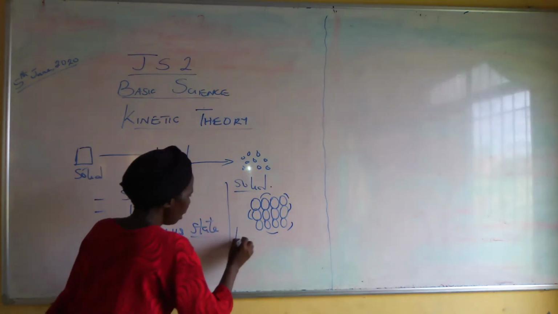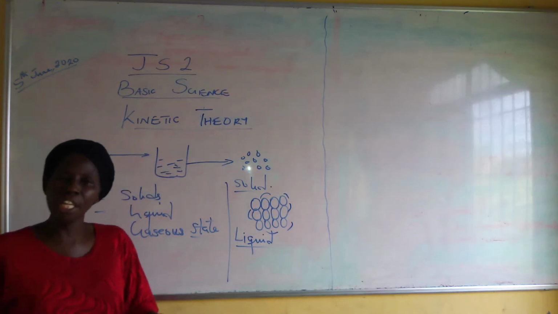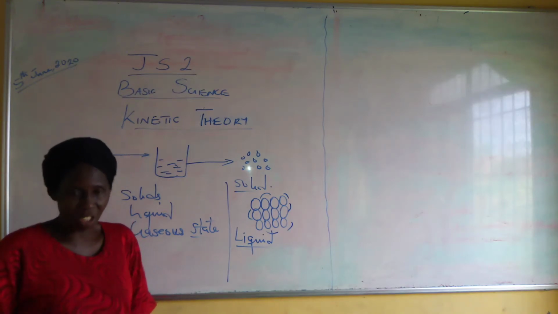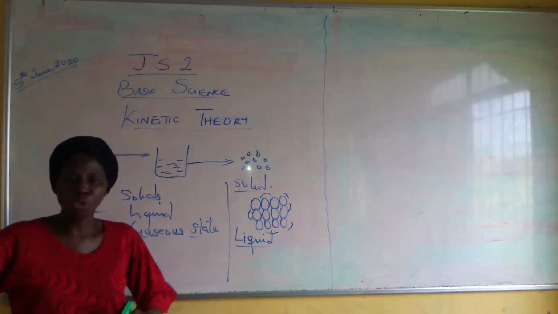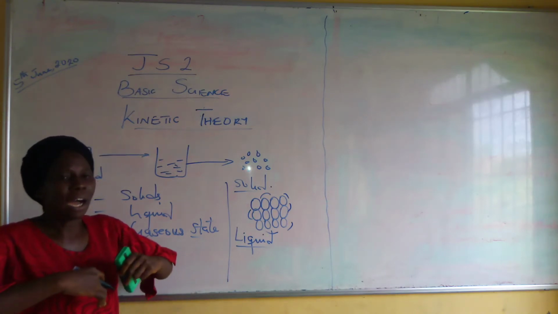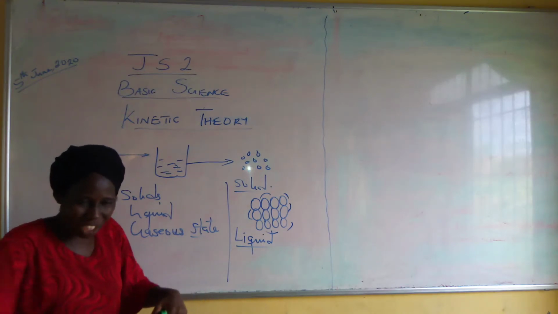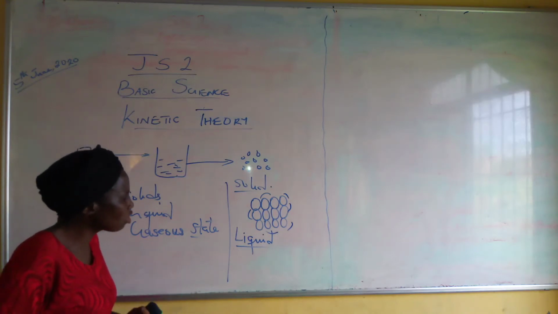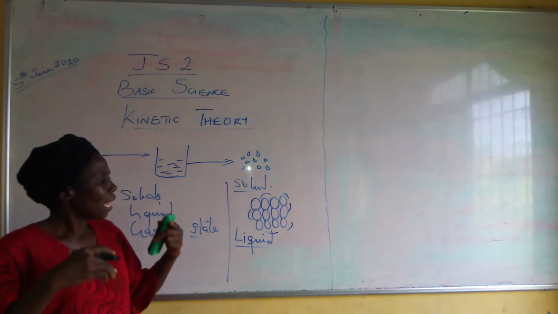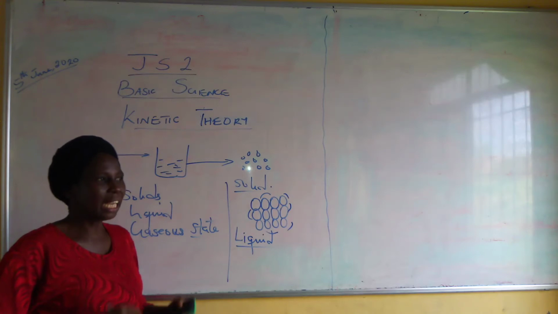Now we are going to another state of matter called liquid. The particles in liquid are further apart. They are not so much held together in a fixed position. They are free to move within a particular restricted space. They can vibrate, rotate, and translate, but within a particular restricted space. Because of this, particles in liquid possess greater kinetic energy than particles in solid.